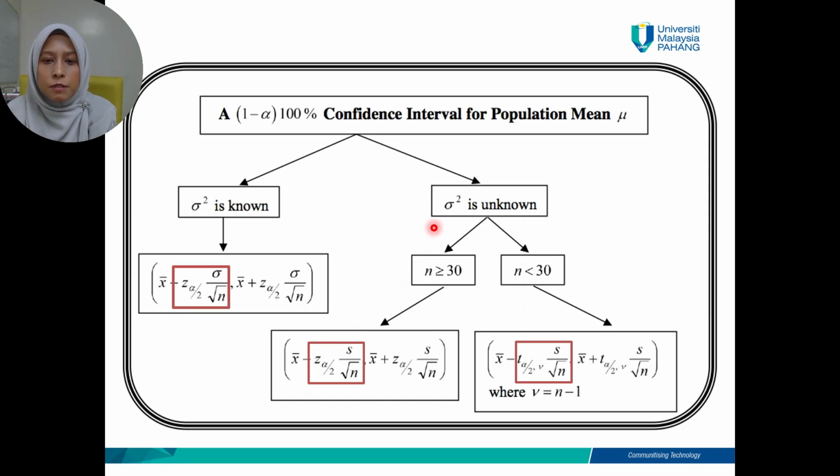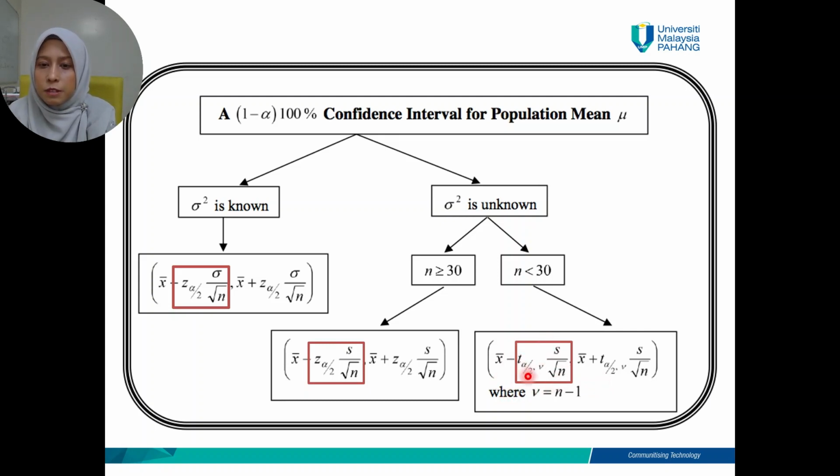For the case of sigma square unknown, sample size greater than 30, the estimation error is this. Very similar to the first formula. The only difference is that here you use population standard deviation, and here you use sample standard deviation. Okay, and as for the third formula, the estimation error is this one.